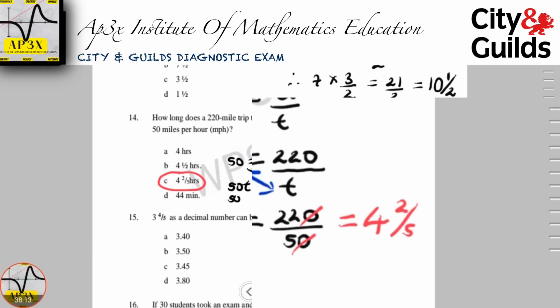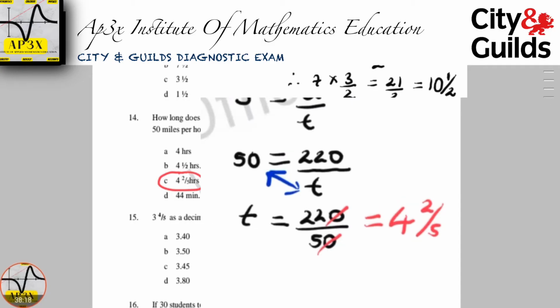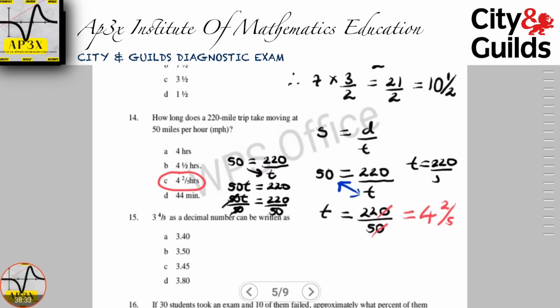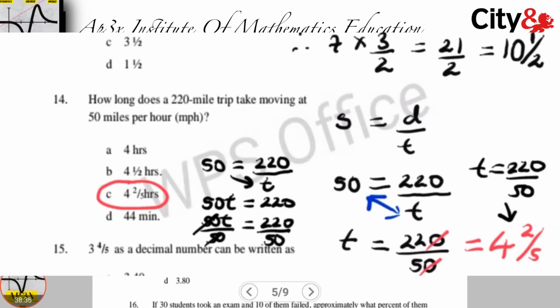So that's going to be 50t divided by 50 is equal to 220 divided by 50. So the 50 cancels the 50. Therefore, t is going to be equal to 220 divided by 50, which we just worked out to be 4 2/5. All right, so it really depends on the approach. It depends on your knowledge base, what method you're most comfortable with. But both methods, as you can see, give us the same result.